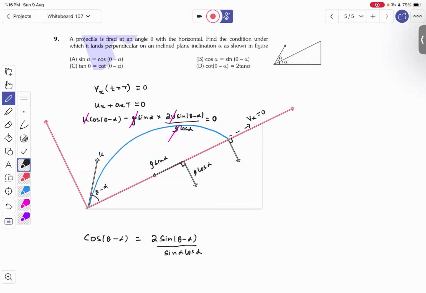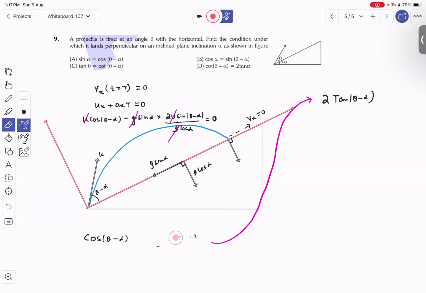So if you leave it here, you have done your part. I just have to check whether you know some trigonometry or not. If you leave it here, you should get full marks. But I have to match an option also. So what we get is, I can write this as 2 tan(theta minus alpha) is equal to, okay, I made a mistake here, see? I make so many mistakes.